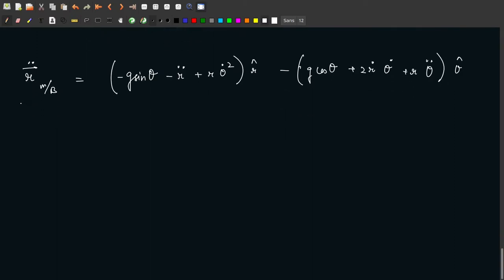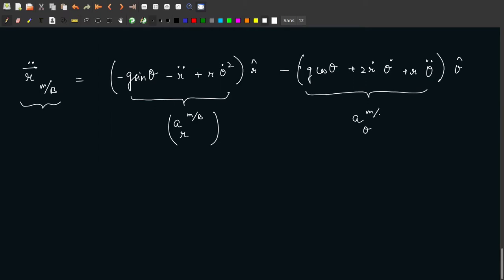So now you have found the acceleration of the mass with respect to the bucket. It has a radial component, which we are going to name the radial acceleration of the mass m with respect to the bucket, and this is the tangential component, which we are going to name the tangential component of the acceleration of the mass with respect to the bucket frame. So our acceleration vector of the mass with respect to the bucket frame is equal to the radial component part plus the tangential component part. Let me write down the tangential component part. Good.